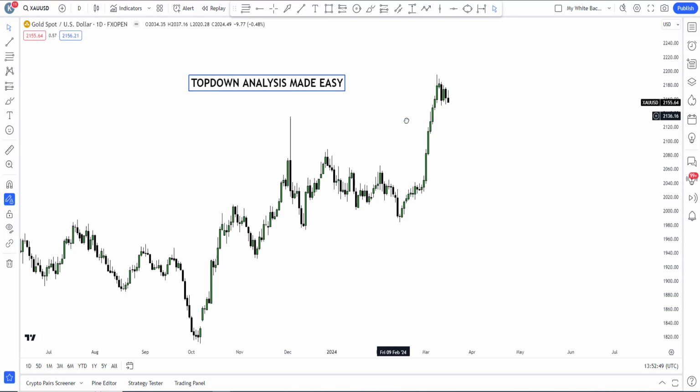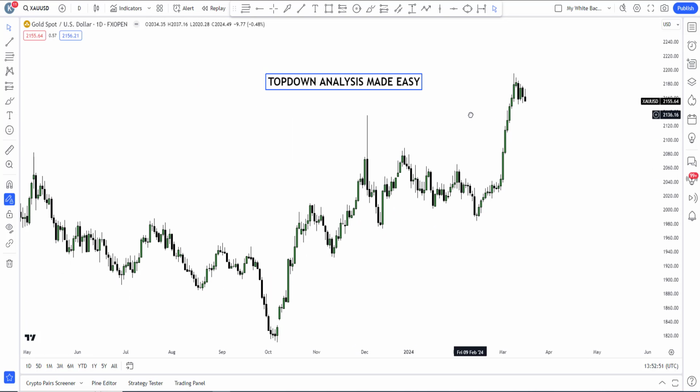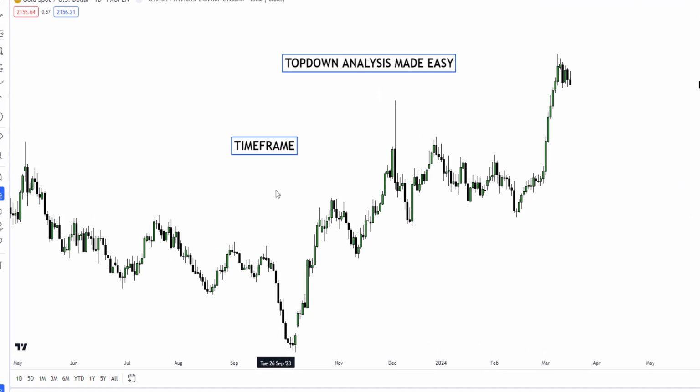Now, before you can do top-down analysis properly, you need to also understand how time frame works, because time frame is also a very key component of top-down analysis. Now, a lot of you, when you come to your chart, fail to understand how time frame operates, and then you end up having a wrong directional bias.